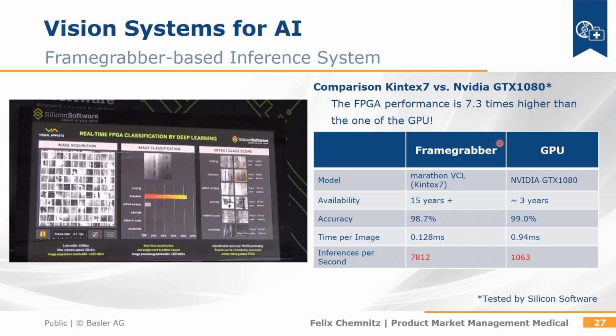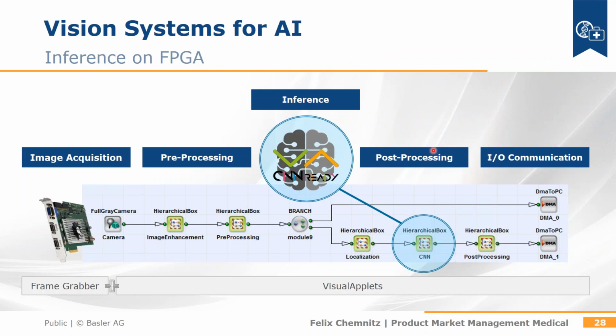To sum that up, here's a little graphic. So you start with the frame grabber, the image acquisition from the camera, you have the image enhancement, the pre-processing, and all these blocks are made in Visual Applets and give you the ability to put in your specifications you want to have.